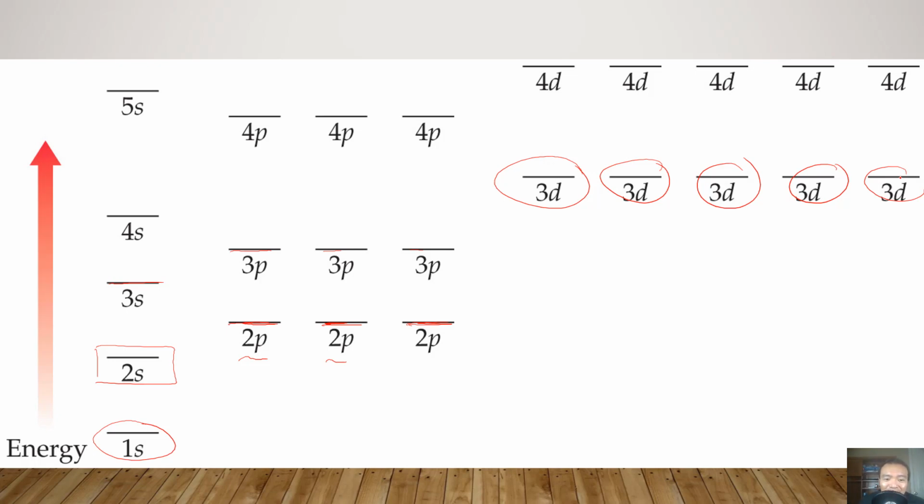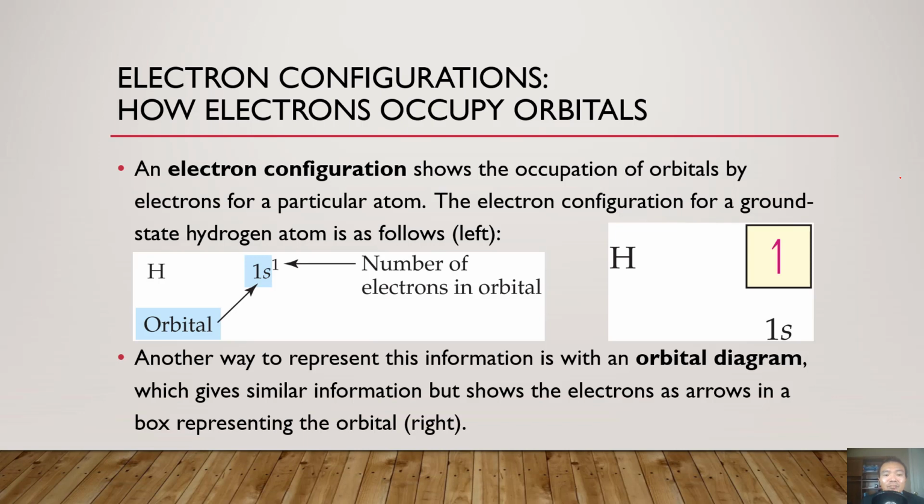Remember, inside the subshell, you have orbitals. Inside the orbitals, you have electrons. If we can write a symbol that represents the electrons in the subshell or in the orbitals of the subshell, then we can call this electronic configuration, as you can see over here.